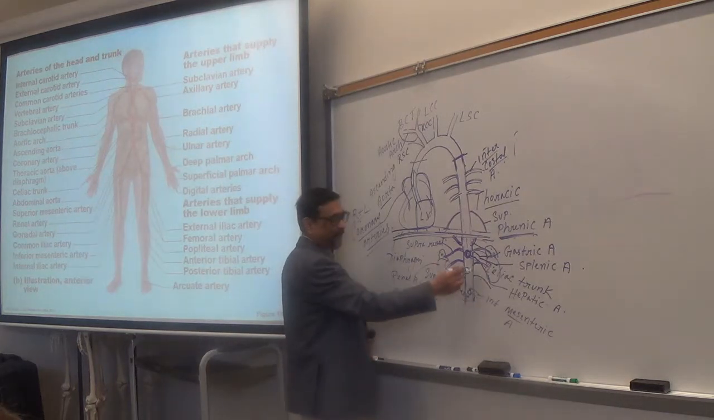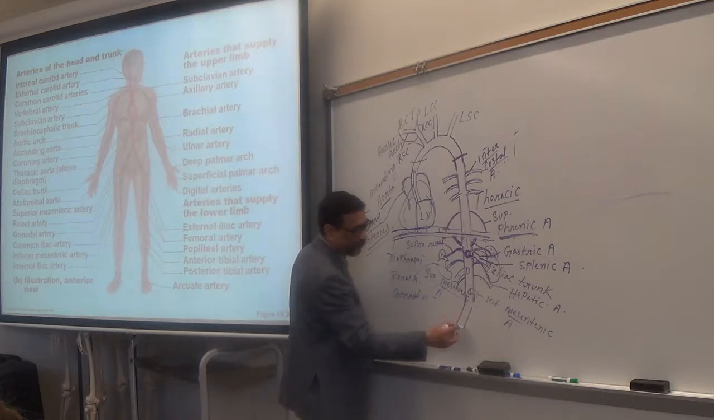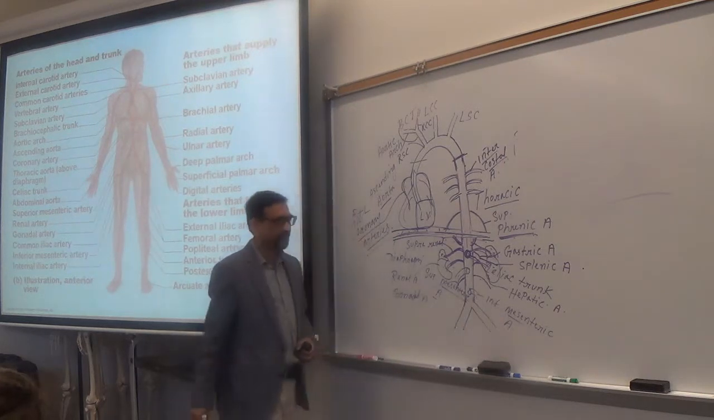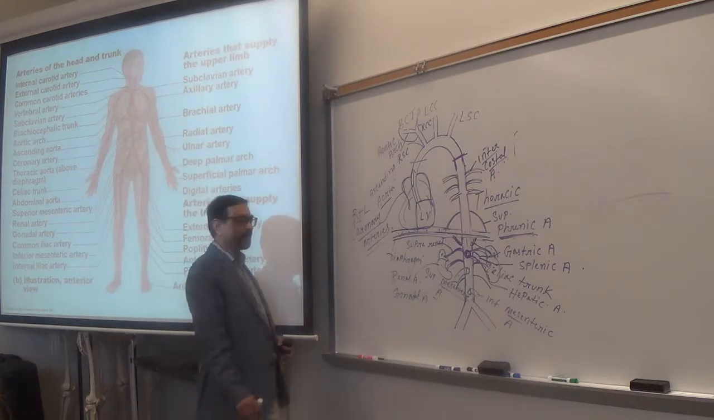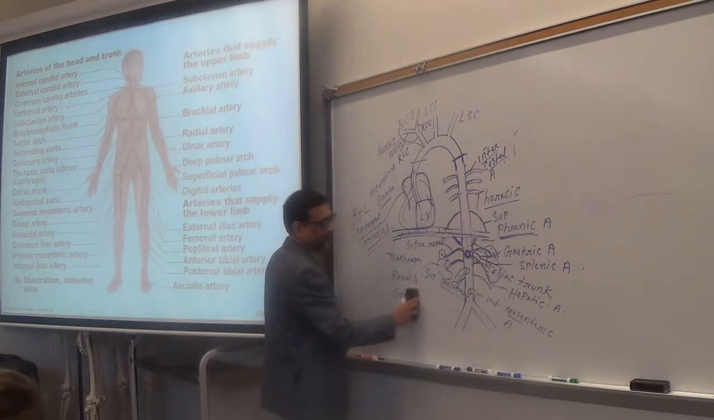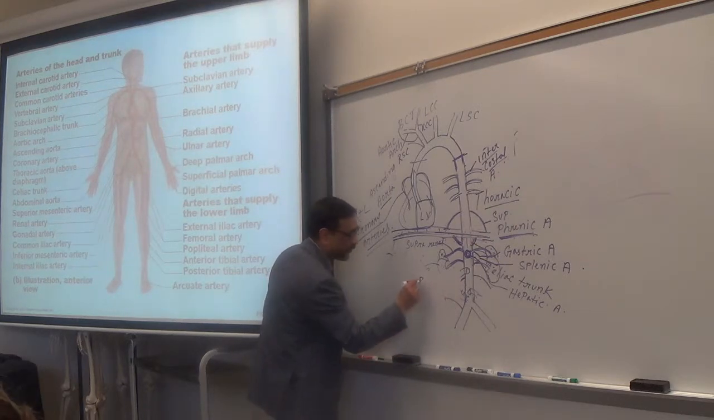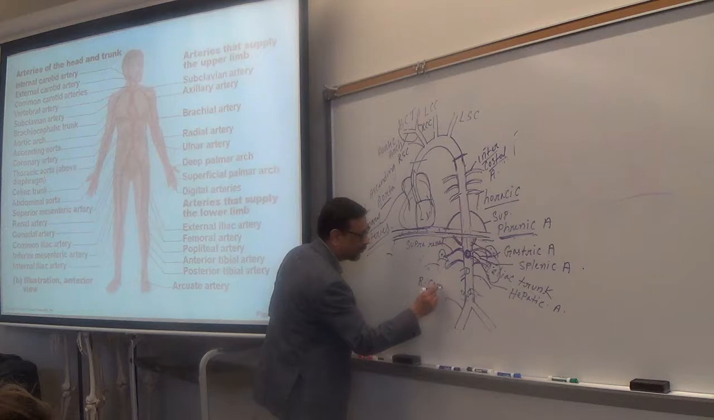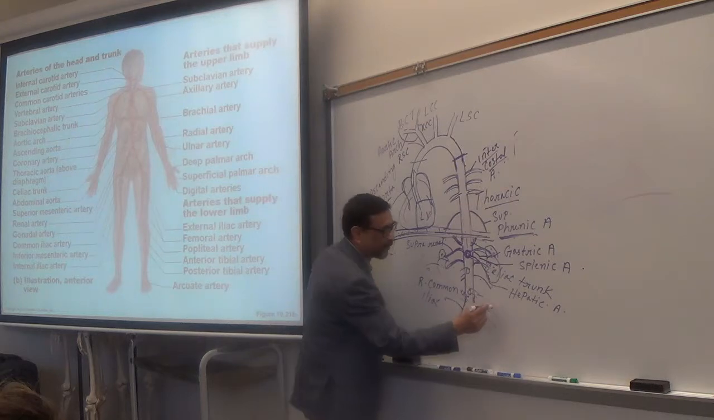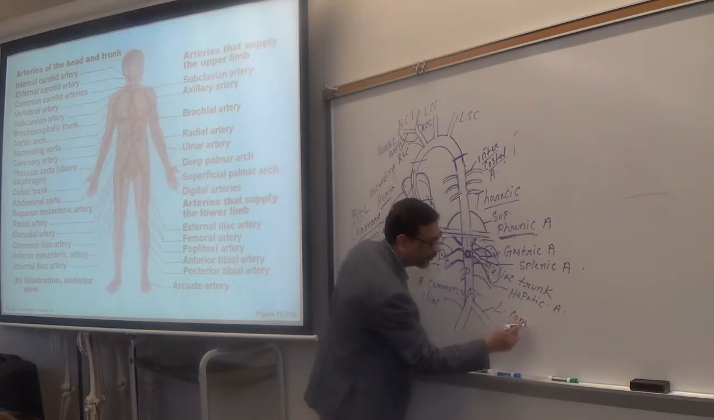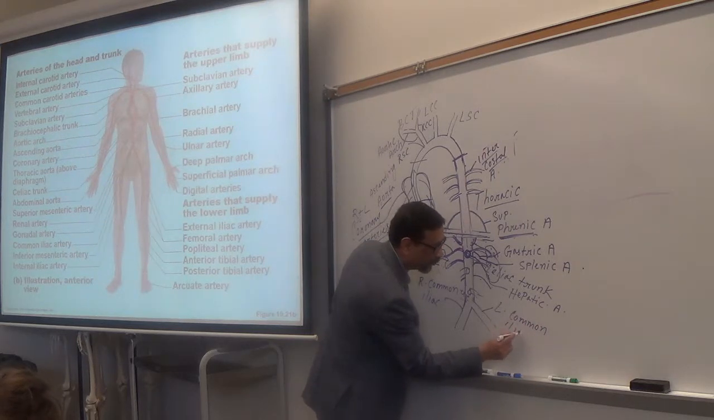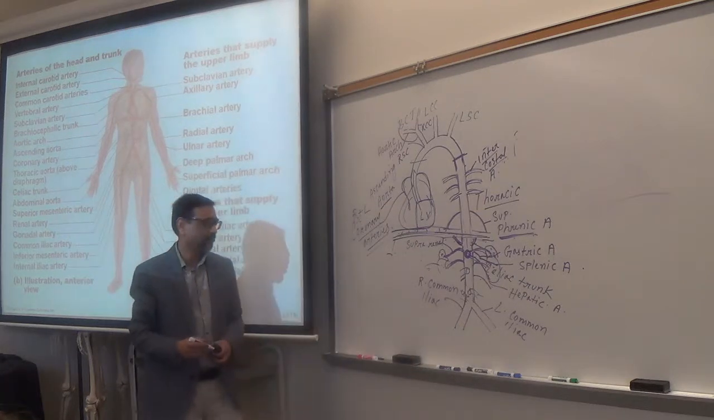Now the lower end of the abdominal aorta, what happens here? It divides into two large branches. Okay. Two large branches. Those are called common iliac arteries. So this is right common iliac, left common iliac. Right and left common iliac.